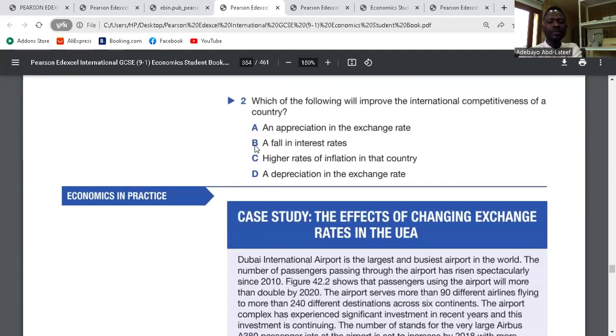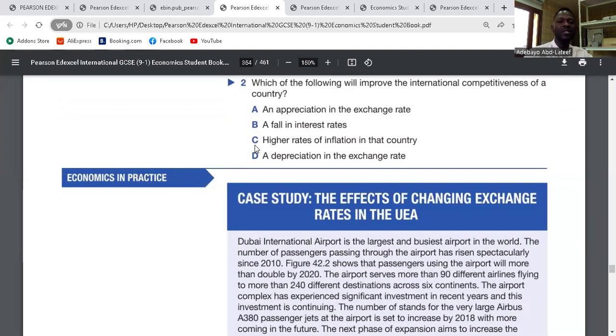Question 2. Which of the following will improve the international competitiveness of a country? A depreciation in the exchange rate. D. Great, that's the answer. So let's go through each one of the options. When we talk about international competitiveness, it means you are able to attract more foreign customers. That is, you are internationally competitive.